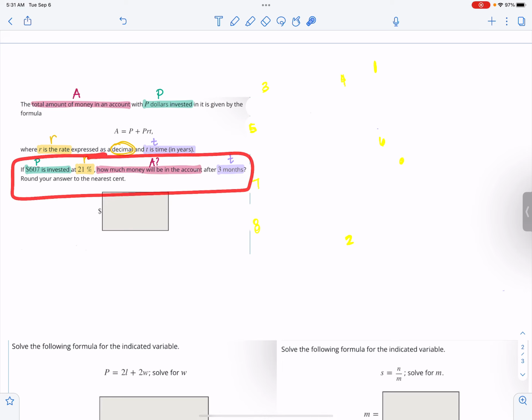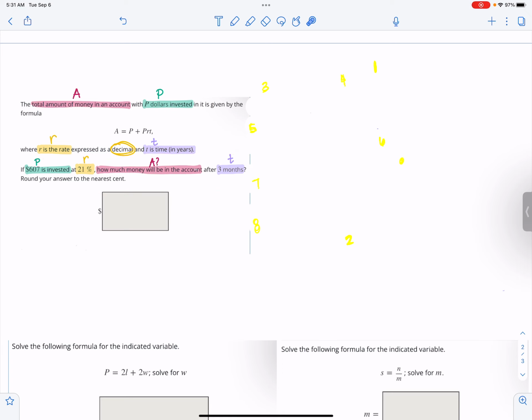Here is our actual problem. If $607 is invested at 21%, how much money will be in the account after 3 months? Round your answer to the nearest cent. Okay, that means just 2 decimals. And because this is money, most of these are going to be rounded to 2 decimals anyway. Now we've got some background information over here just because we've got some things that are different in this problem. So the first thing that's different is this rate, 21%, is actually given as a percent.